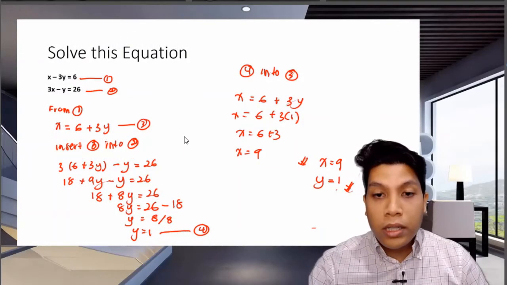Make the third equation to find one value.